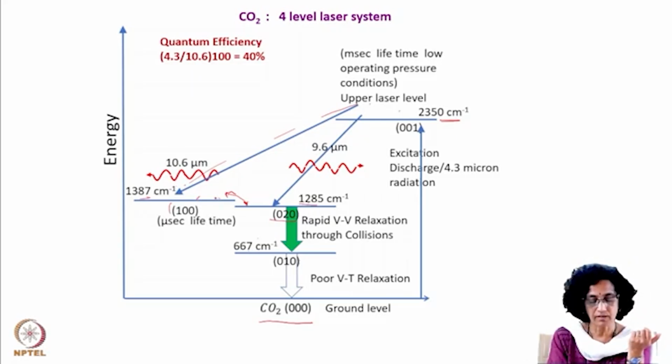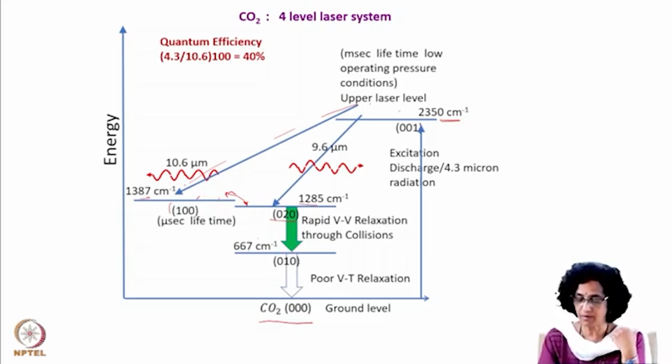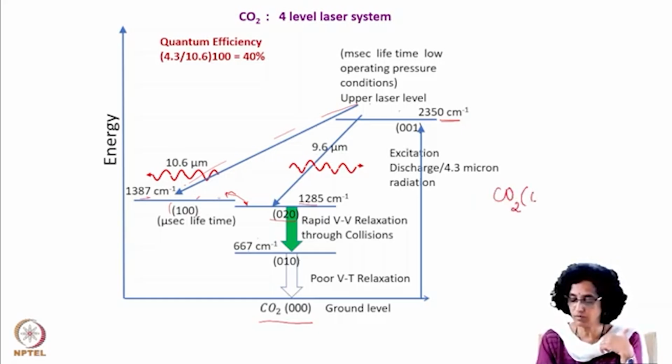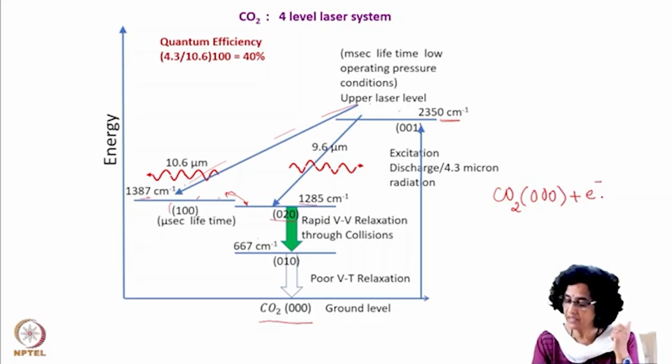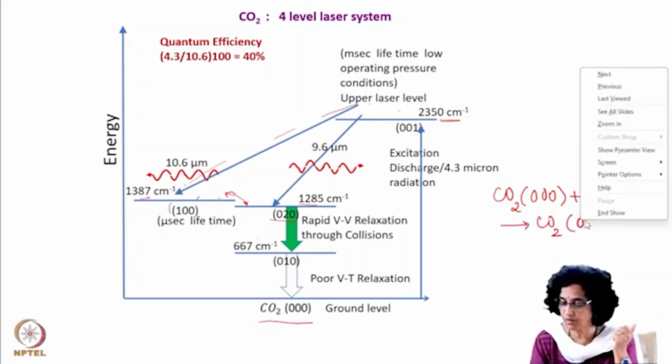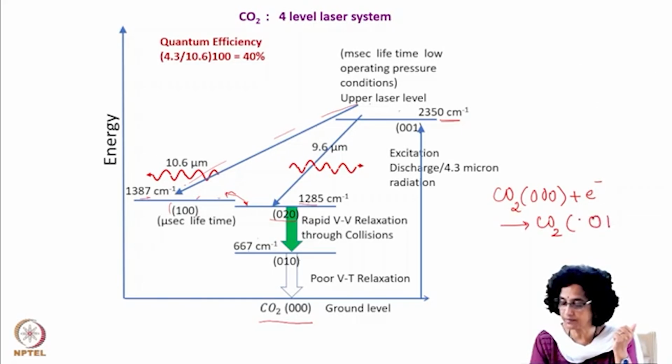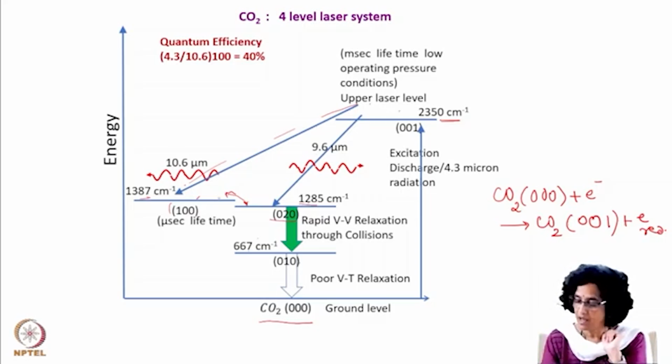And from here, the molecules can directly come here through collisions. So how is it? Let me just write down here. CO2 000 plus an electron in the discharge with high energy will give rise to CO2 001 plus an electron of reduced energy. So this is how population inversion is taking place.